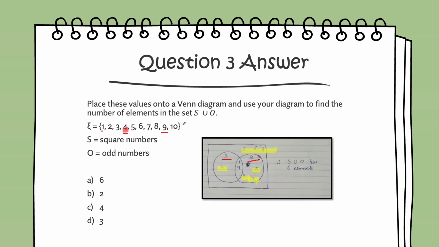Now, as I said, the question is asking how many elements are in the set S or O. So how many numbers are square or odd? So we're looking at everything within these two circles here. So how many elements are there? There's 1, 2, 3, 4, 5, 6 elements. The answer to that would be 6. Okay. If the question was asking for S and O, then we're looking at this middle portion here. Right? So there's two numbers that are both square and odd. So if the question was asking how many elements are in the set S and O, then our answer would be 2. But the question is asking for or, so our answer is 6.